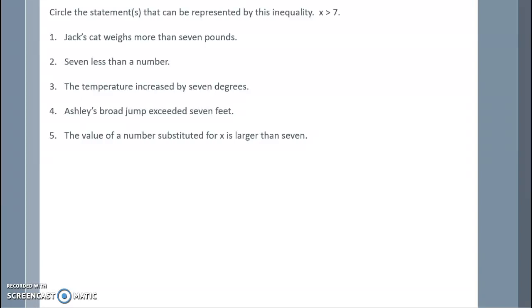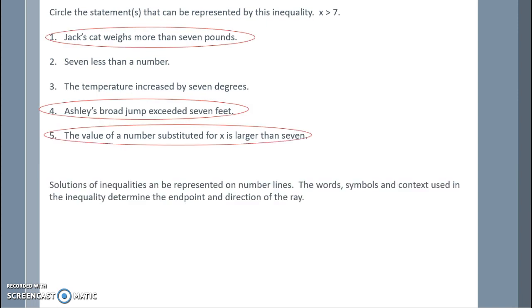All right, take a moment to pause the video and go through the following statements to determine which of the 5 can be represented by the inequality x is greater than 7. Jack's cat weighs more than 7 pounds. This statement is true. 7 less than a number would be represented by n minus 7.